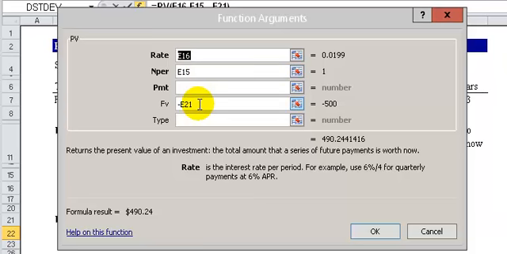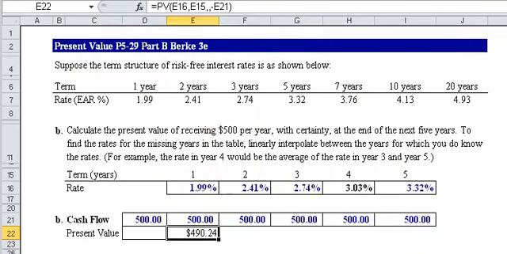Now, I'm entering it as a negative because of the way Excel treats positive and negative values with time value of money functions. We're going to assume we're giving up the potential to have $500 a year from now, and in exchange we're going to get the present value of that amount. So if I enter this as a negative, the answer comes back as a positive number. So that's 490.